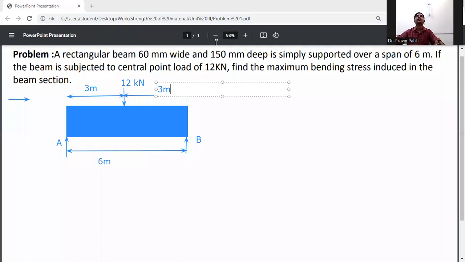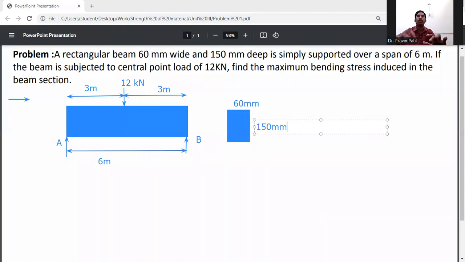Okay. So the cross section will be given. Therefore, this is the cross section of this beam. So 60 mm wide, so B is given as 60 mm, and the depth is given as 150 mm. Okay.